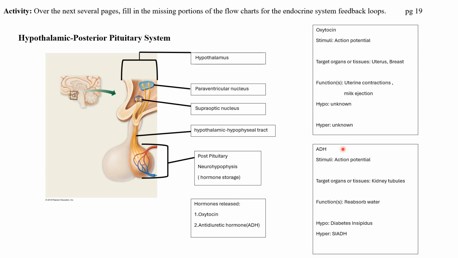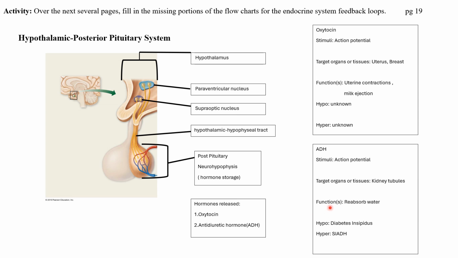Then let's move on to ADH. The stimulus is again an action potential. Target organs of antidiuretic hormone are kidney tubules. So if antidiuretic hormone is present, anti means that it is against the production of urine. So it is going to absorb water back from the renal tubules into the blood.